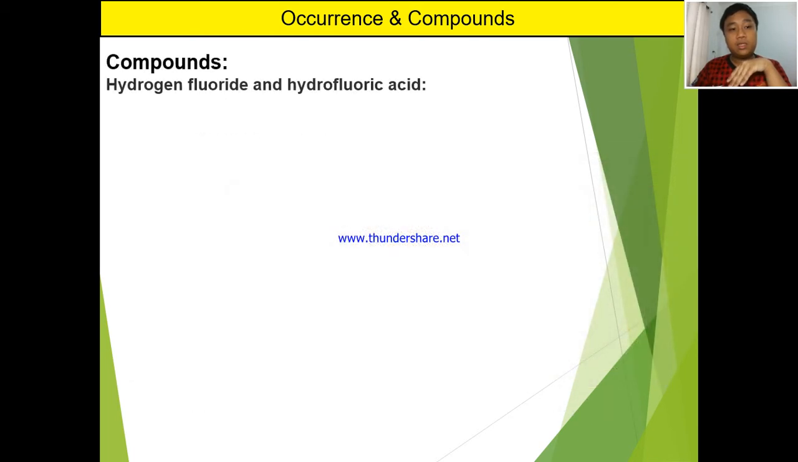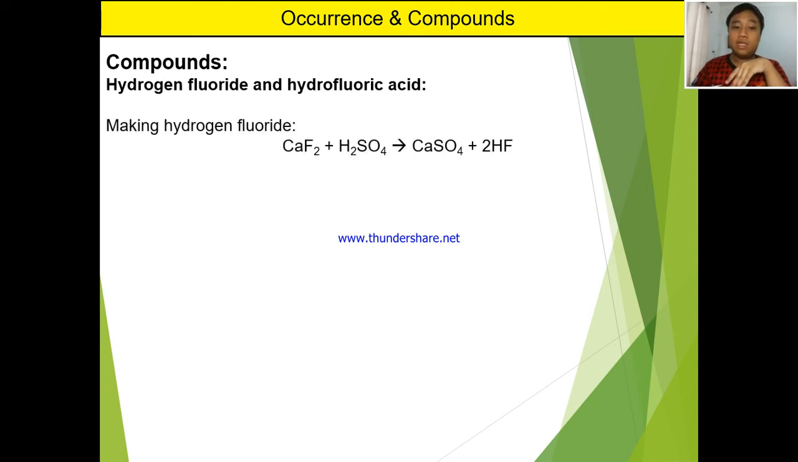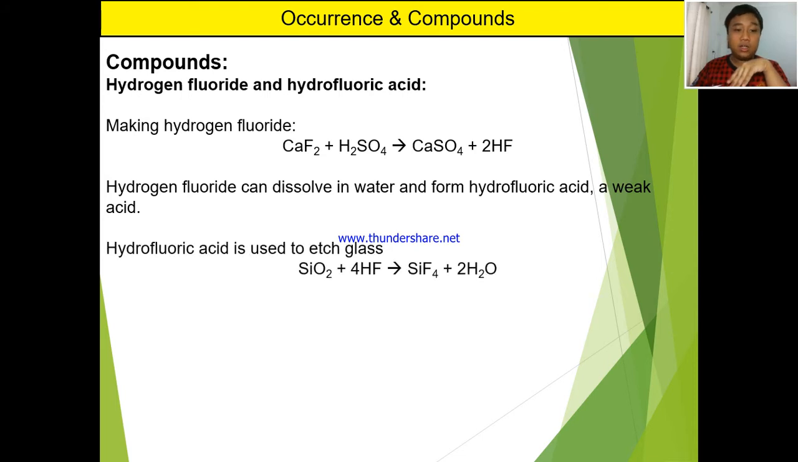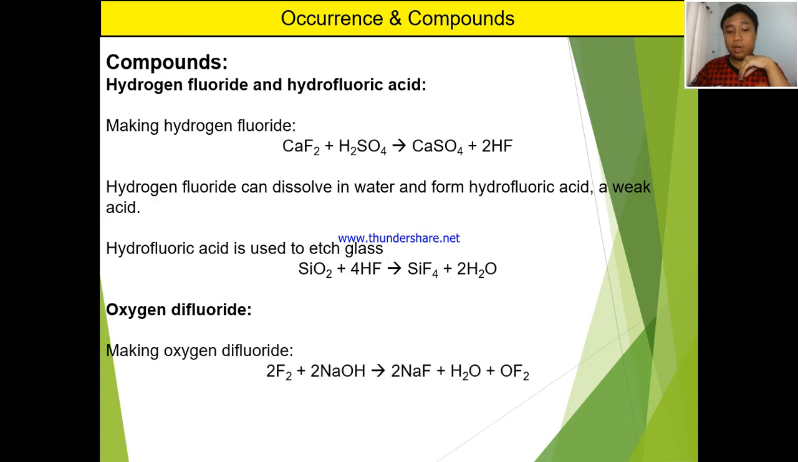The first one is hydrogen fluoride and hydrofluoric acid. Hydrogen fluoride is made by using calcium fluoride and sulfuric acid. And when hydrogen fluoride dissolves in water, it creates hydrofluoric acid, which is a weak acid. And hydrofluoric acid is mainly used to etch glass because it can react with silicon dioxide, which makes up about 75% of glass.